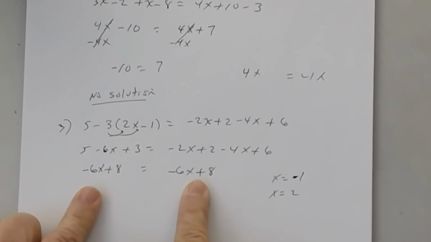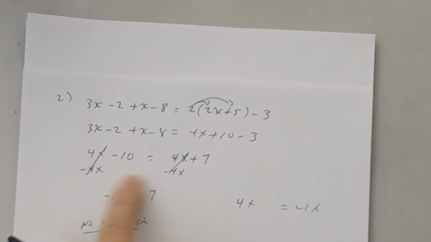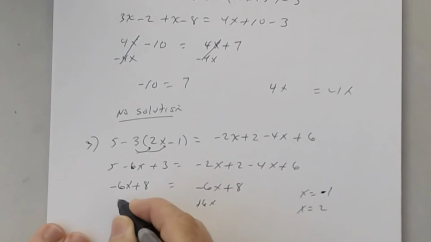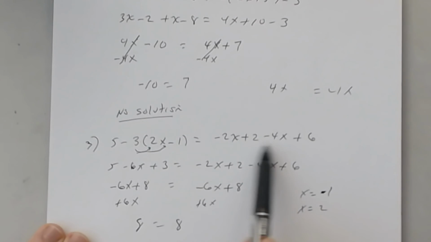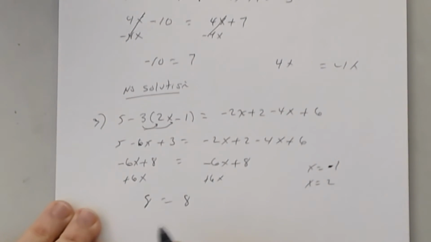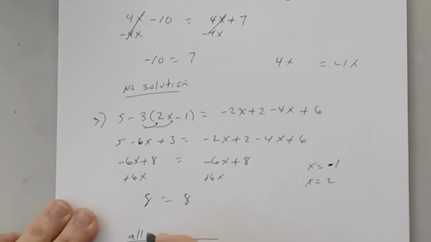Now, if you did go further, remember how we went further before and you got a false statement? If I add 6x to both sides and combine like terms, what do you get over here? 8. What do you get over here? 8. Is that a true or false statement? That's a true statement. So any number you plug in for x, the left side will equal the right side. So you're going to say all real numbers.